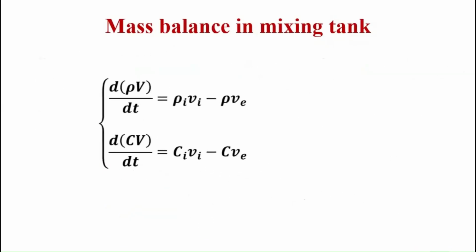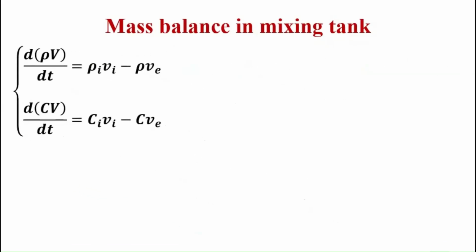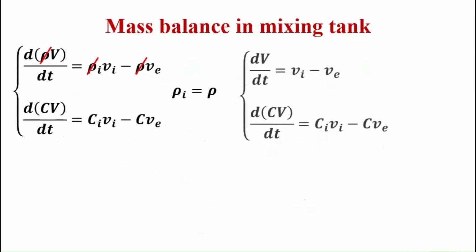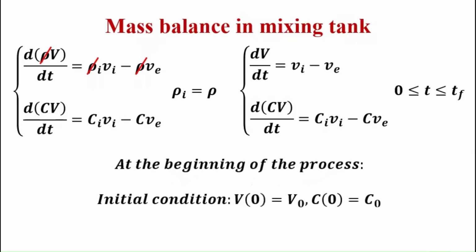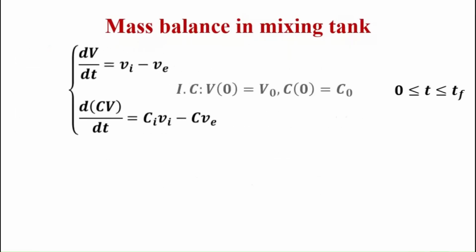To obtain the final required relationship, we assume the solution is dilute, so its density is constant and independent of concentration. Under this assumption, density cancels out of the equations, and the system is reduced to its simplest form. These equations remain valid until the tank is completely filled. We are now left with 2 differential equations and 2 unknowns, along with known initial conditions. At the start of the process, both the volume of solution in the tank and its concentration are known.